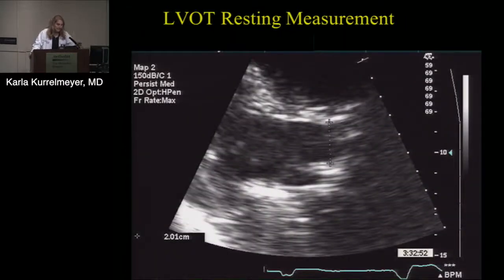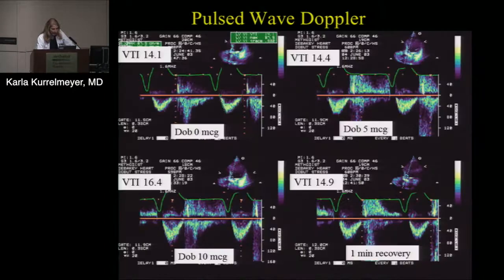So when we're doing this exam, the first and very important thing is measuring that left ventricular outflow tract diameter at rest. You only need to do it at rest because it changes insignificantly with dobutamine. So you just really need to get a really good measurement at rest. And then after that, you get these pulse wave measurements at 5 and 10, and you also get these CW measurements at increasing stages of dobutamine.